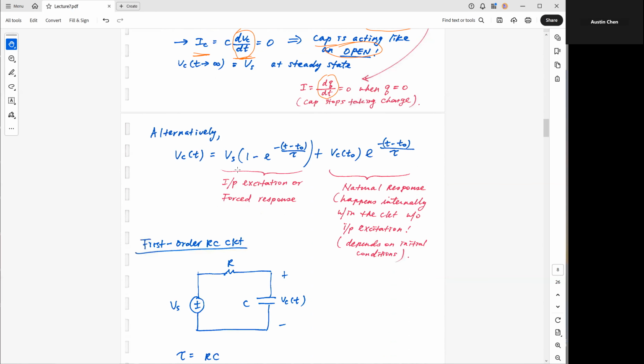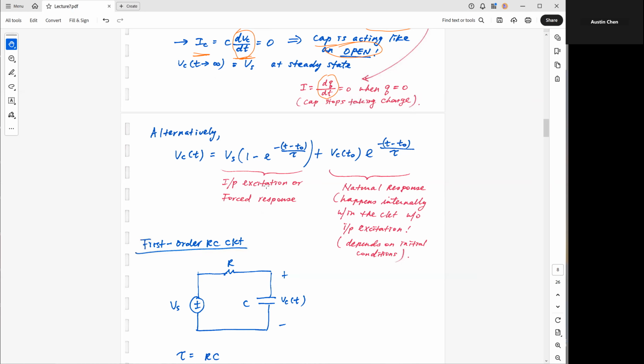Alternatively, I just wanted to show you how you can also express this Vc(t) in terms of the natural response and the forced response. Earlier we talked about expressing the total response in 3 different ways. We just talked about the transient and the steady state, and perhaps you can express it in a slightly different way. It's still the same Vc(t).